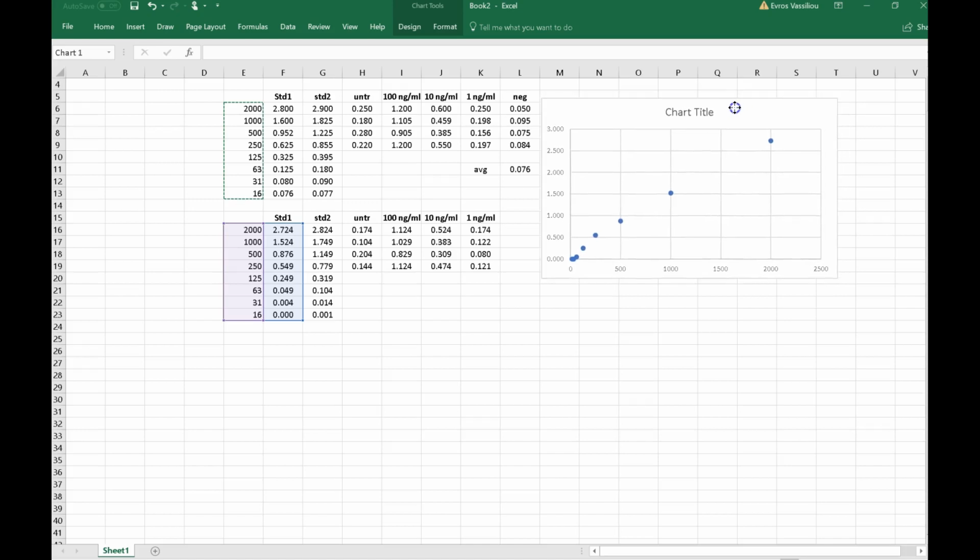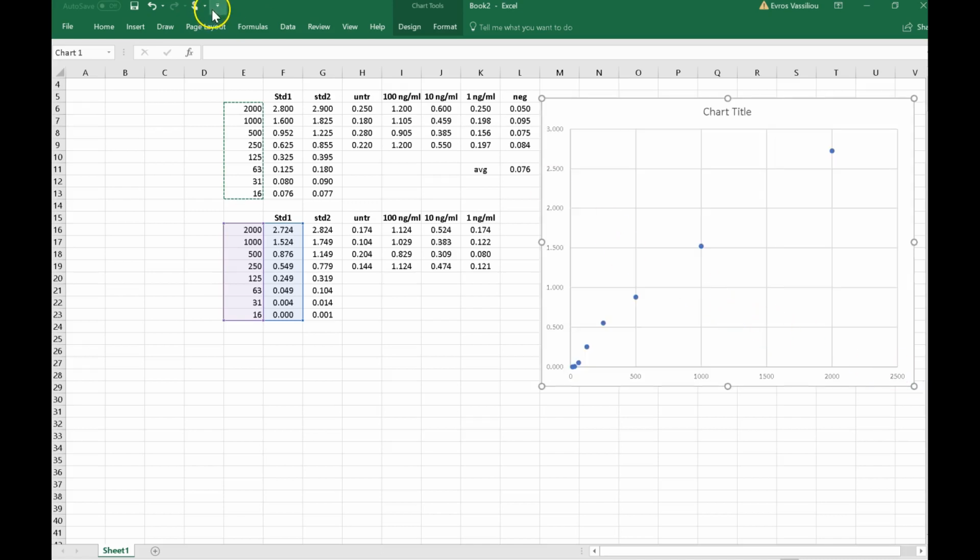You could put it on the side. Okay, now notice on my x-axis I have concentrations. I could actually label them if it makes it easier for you. And my y-axis I have optical densities, right? So far so good?